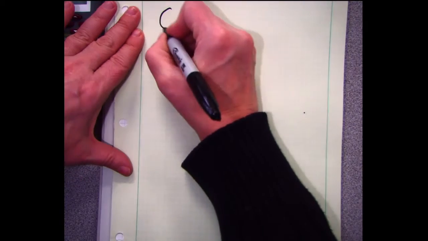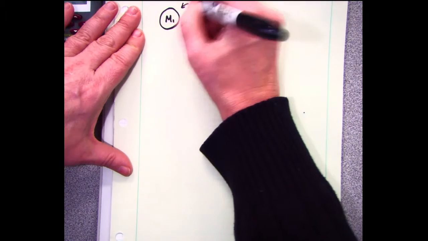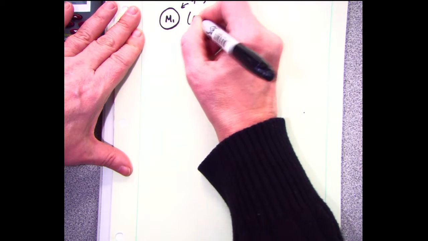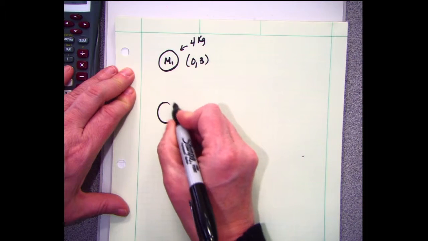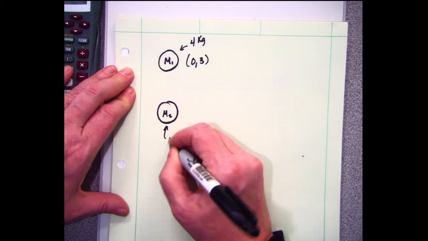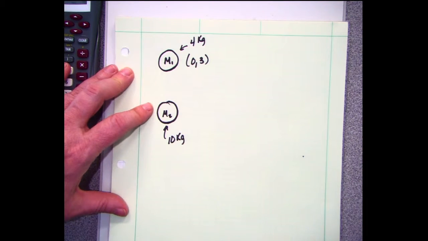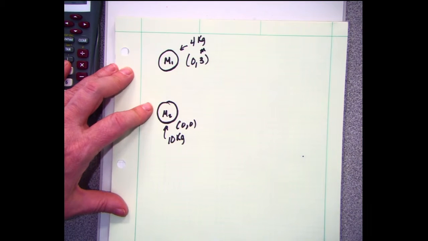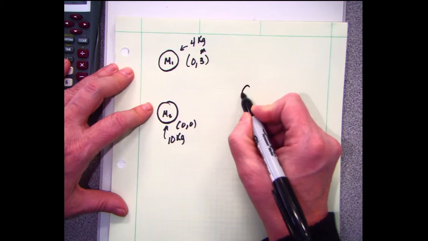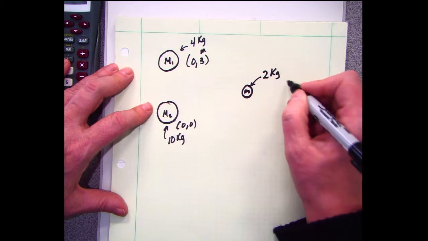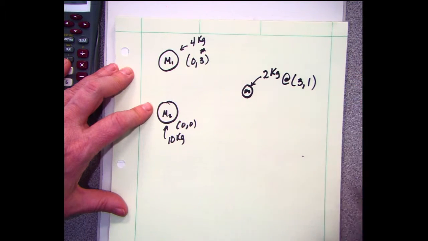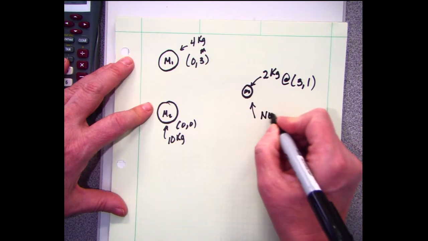I've got a very massive object, M2. It's going to be 10 kilograms. And I'm going to place that at the origin. Okay. And we're going to use these in meters. And then I've got an object over here. This is M3. And it's going to be a 2 kilogram object. And it's going to be located at 3, 1. Of course, we're in meters. I want to find the net force on that object. And then ultimately, its acceleration. So I want to find the net force and its acceleration.